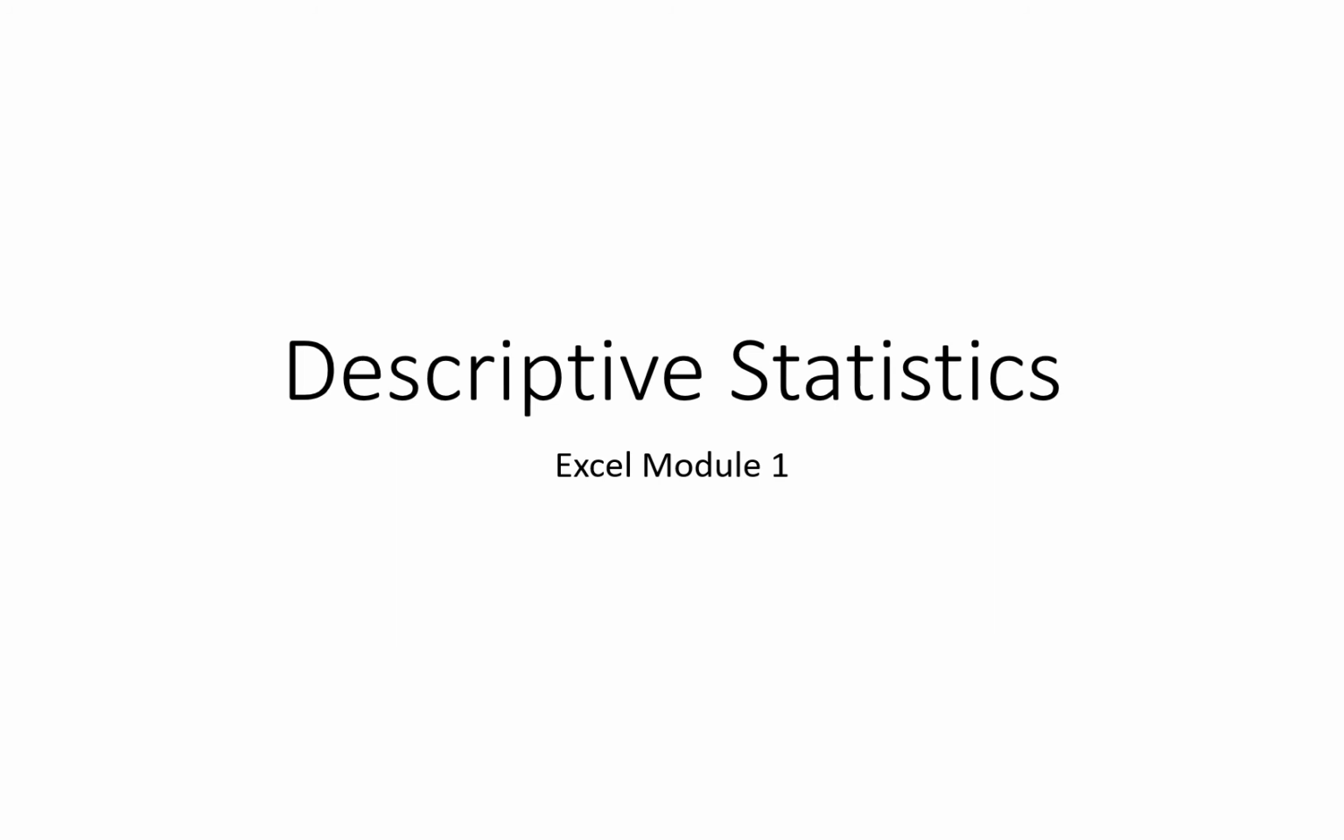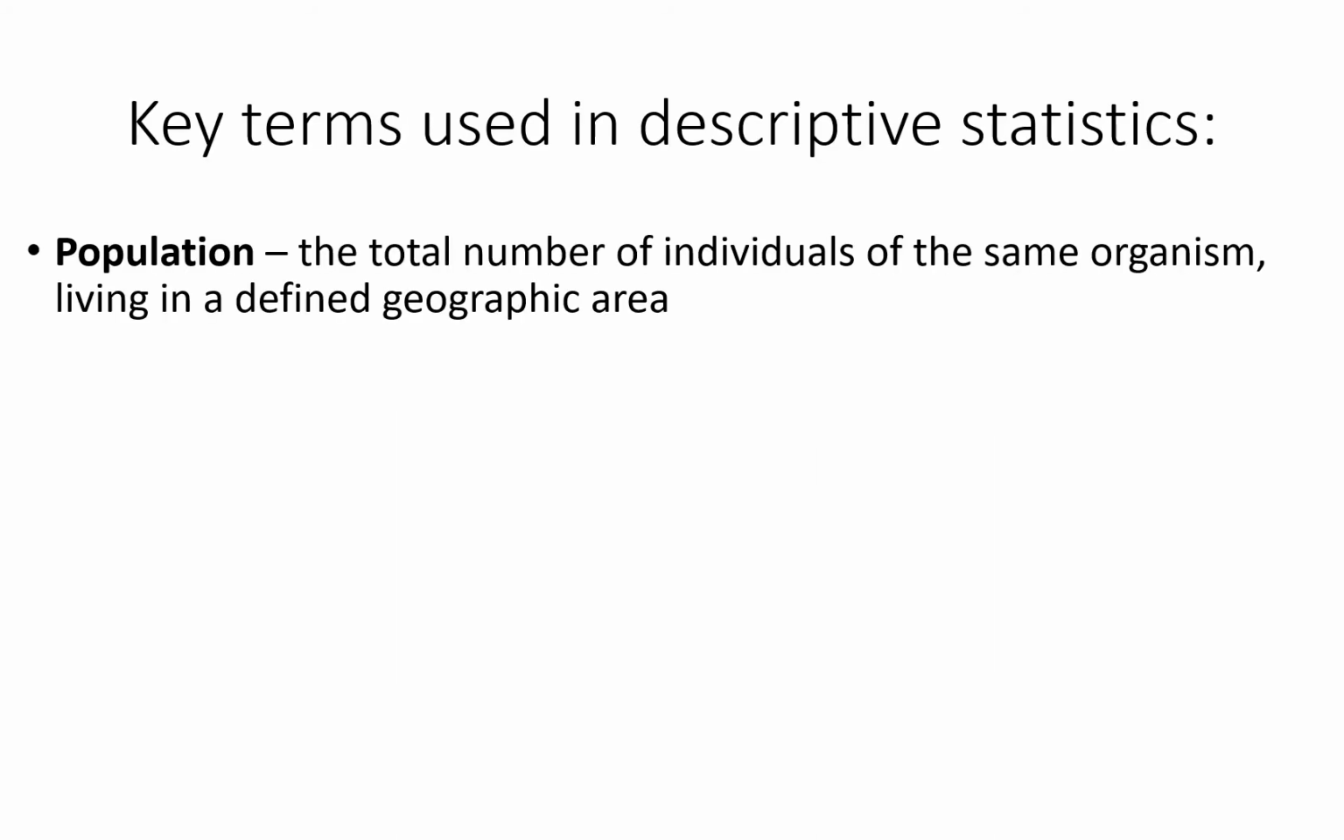Descriptive statistics is a quantitative summary of the data that you collect. We're looking for patterns that might emerge from the data. So let's start with population. A population is a total number of individuals of the same organism living in a defined geographic area. In statistics, a population is a complete set of items that shares at least one property in common.